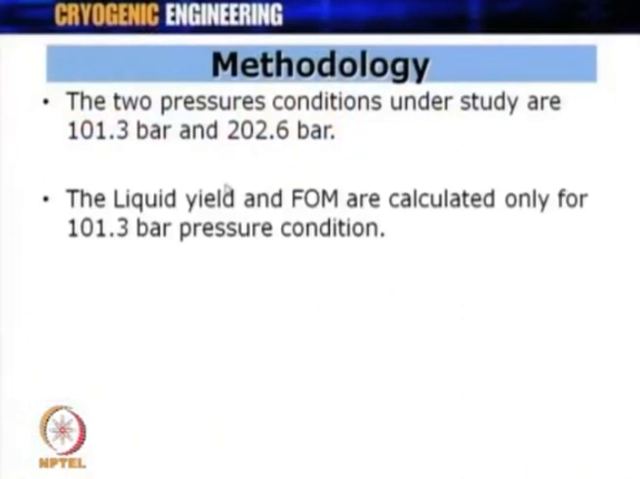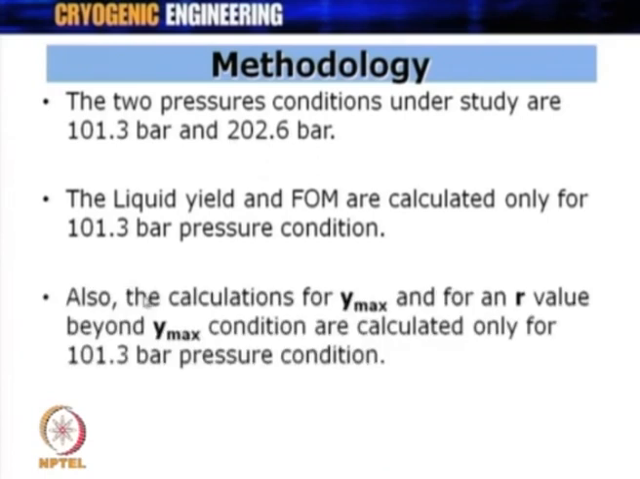The methodology we are going to follow to solve this tutorial is that the two pressures we have taken are 100 bar and 200 bar, or 100 atmosphere and 200 atmosphere. The liquid yield and FOM are calculated only for 100 atmosphere here. So, I am going to solve the problem for one pressure, and we would expect that you will solve the problem for the 200 atmosphere case.